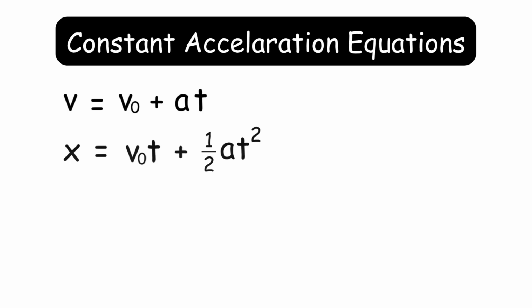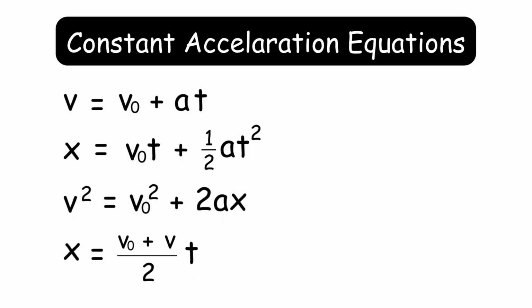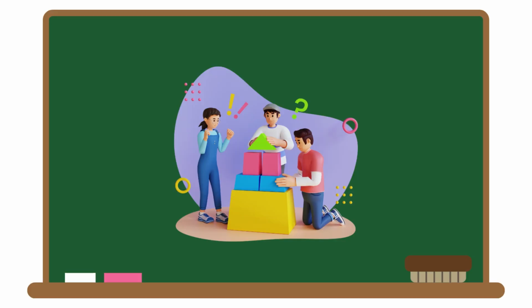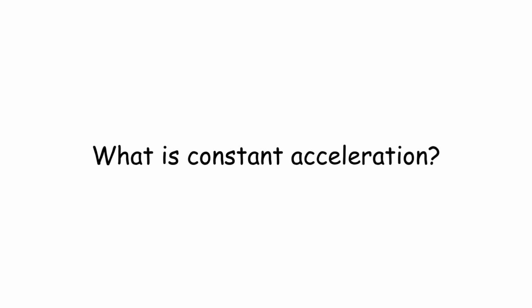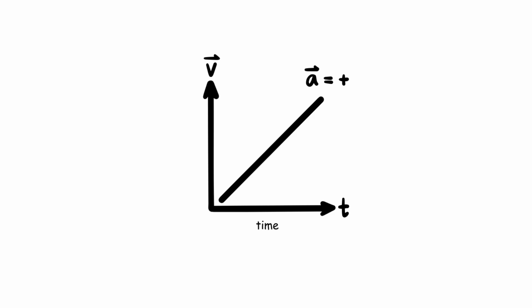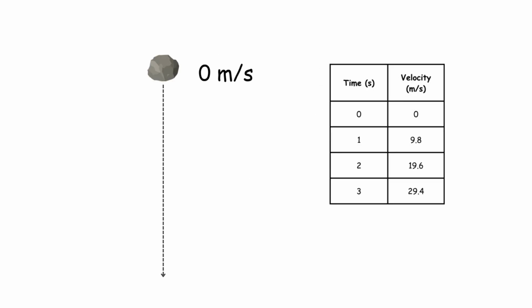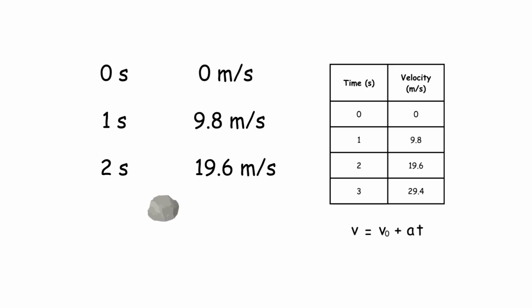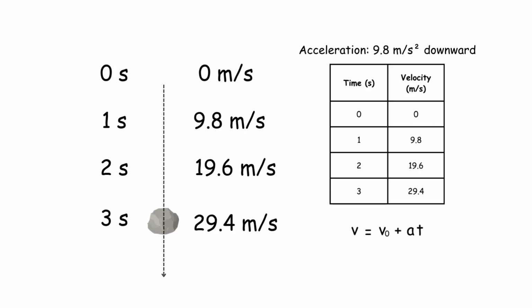In this video, we're breaking down the constant acceleration equations. First with a clear explanation, and then we'll solve a few problems together. Let's dive in. What is constant acceleration? Constant acceleration means the rate of change of velocity stays the same. For example, free fall under gravity, ignoring air resistance, has a constant acceleration of 9.8 meters per second squared.